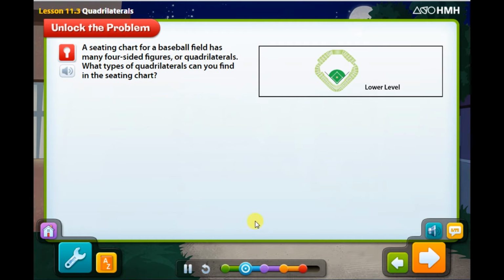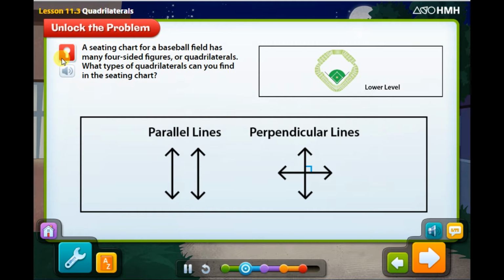Let's see how you can classify different types of quadrilaterals. First, let's read together. A seating chart for a baseball field has many four-sided figures, or quadrilaterals. What types of quadrilaterals can you find in the seating chart? Let's unlock this problem. There are special types of quadrilaterals. You can classify quadrilaterals by their properties, such as parallel sides and perpendicular sides. Parallel lines are lines that are always the same distance apart. Perpendicular lines are lines that intersect to form four right angles.